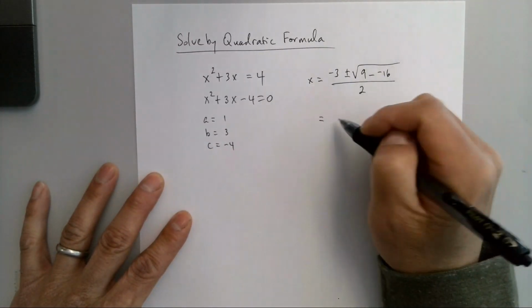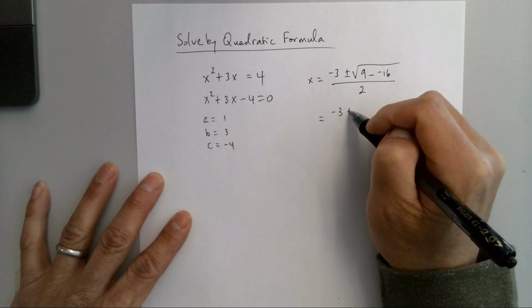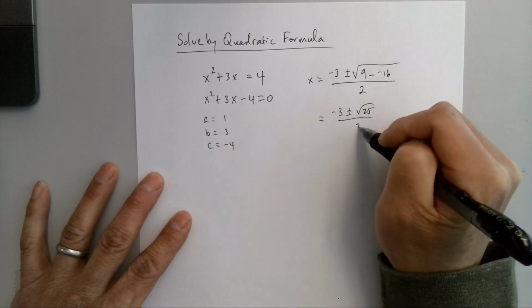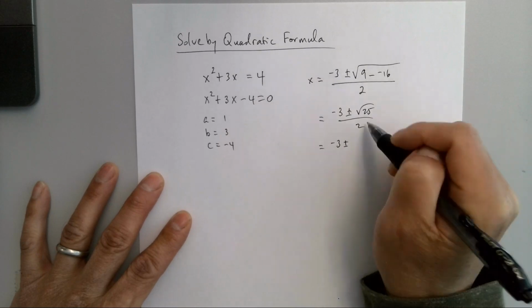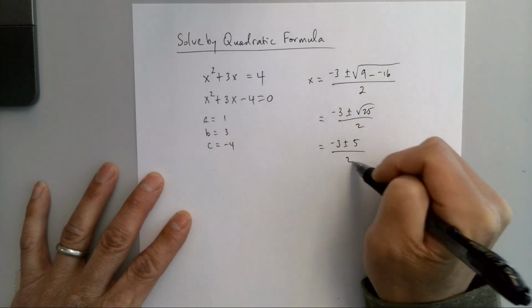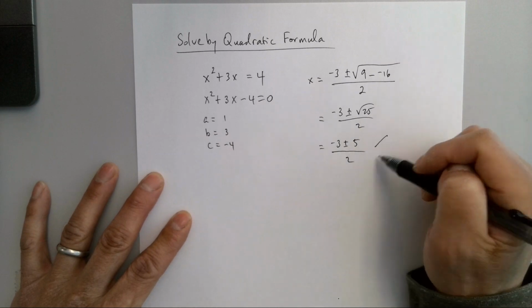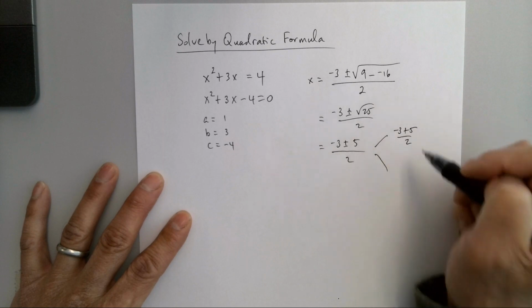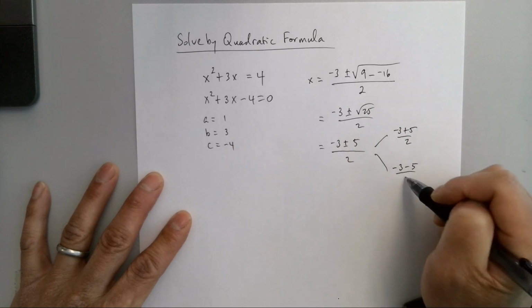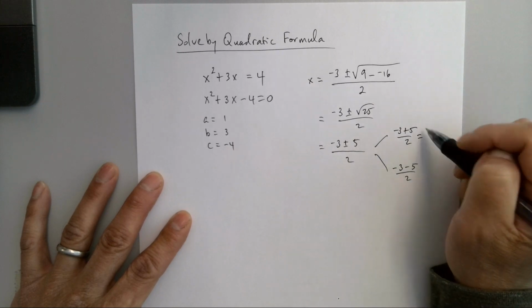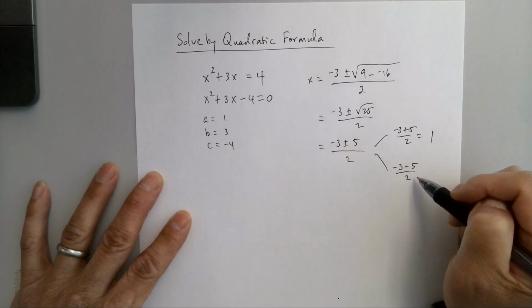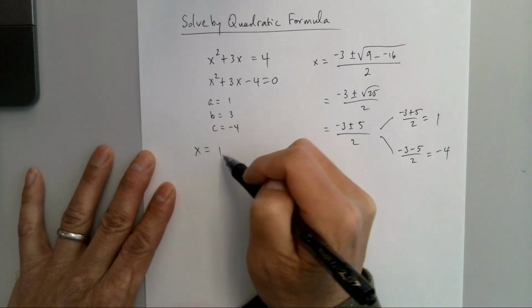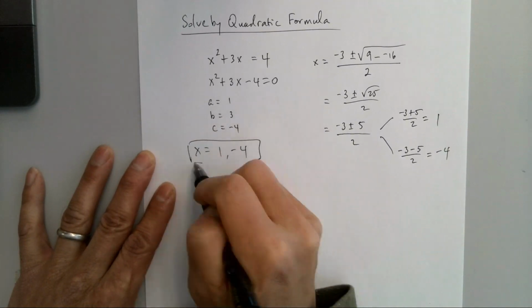Then I start simplifying. 9 plus 16 is 25. Square root of 25 is 5. And split up into negative 3 plus 5 over 2 and negative 3 minus 5 over 2. That's 1, and that is negative 4. So x is 1 or negative 4.